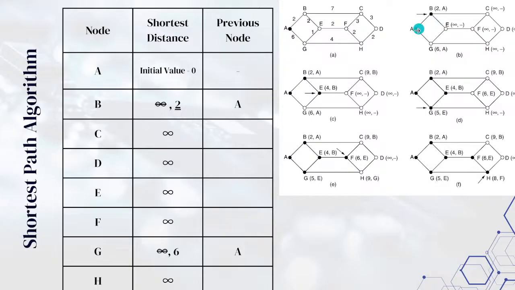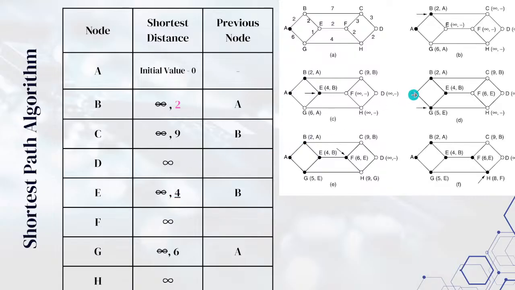Right. So when it comes to B to E, the value of B is 2, and the distance B to E is also 2. So 2 plus 2, we can say 4. To reach E, I calculated the distance from B, so the previous node is B, and the value is 4.